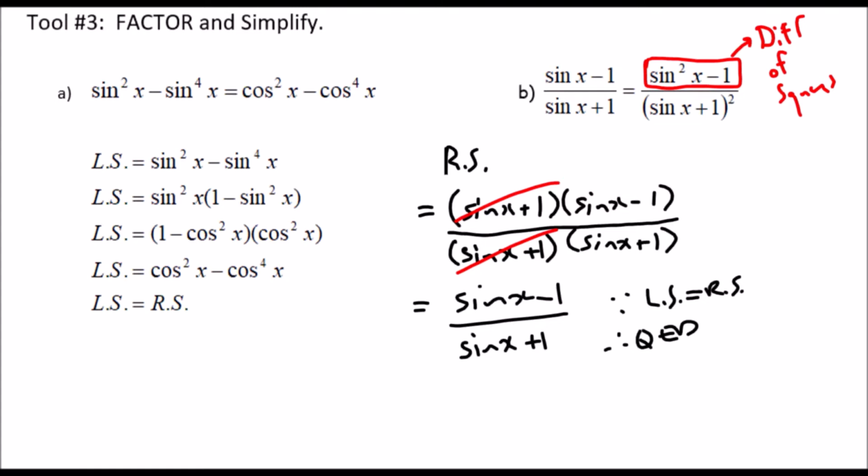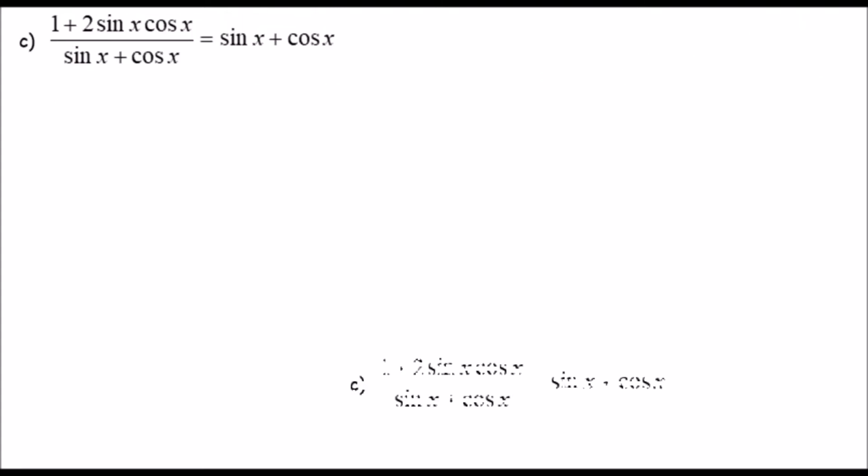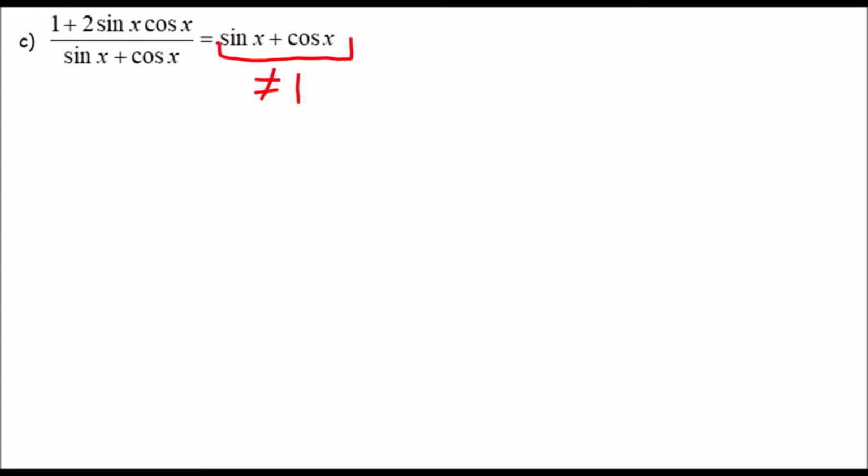All right, let's go to the next one. Here we go. Part C. So I definitely have to tackle the left-hand side. The right-hand side, sine x plus cos x, this is not an identity. This guy here is not equal to 1. And again, why? Because these terms are not squared. So what do I need to do here?